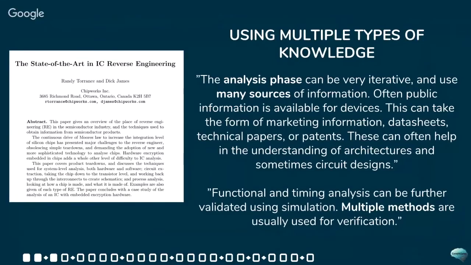They say, the analysis phase can be very iterative and use many sources of information. Often public information is available for devices. This can take the form of marketing information, data sheets, technical papers, or patents. These can often help with the schematic organization, for instance, if block diagrams are available. They can also help in the understanding of architectures and sometimes circuit designs. And functional and timing analysis can be further validated using simulation. Multiple methods are usually used for verification. Note that word verification there.